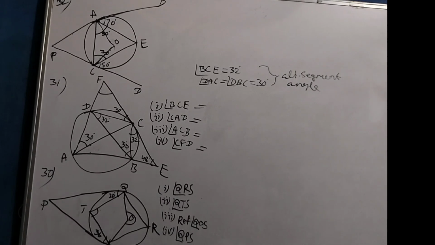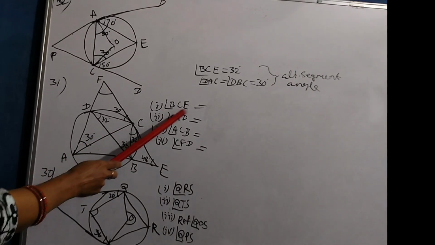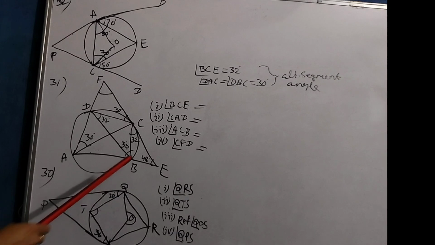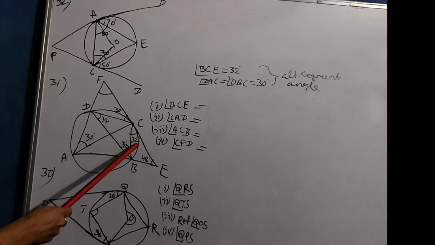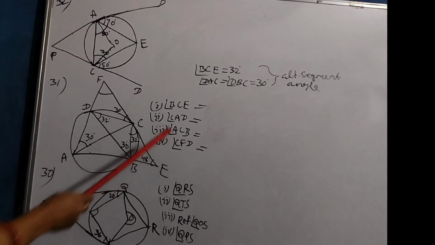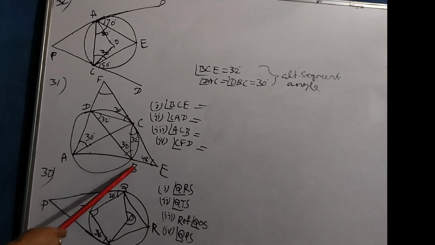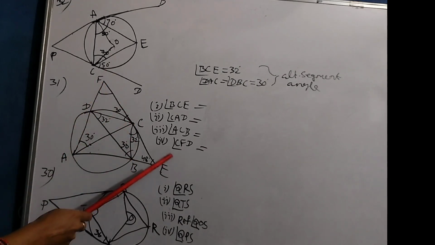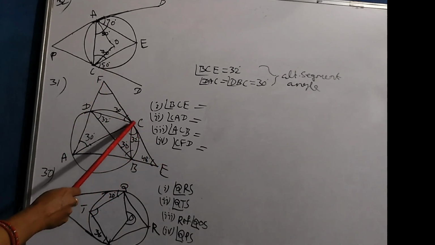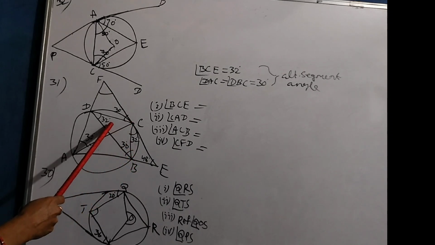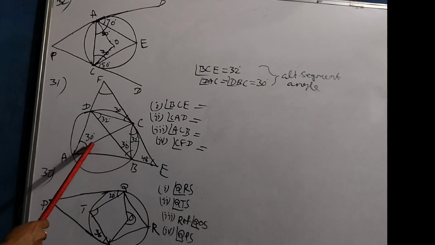Now BCE angle is asked. BCE angle is 32 degrees, the alternate segment angle. CAD angle equal to 30 degrees, the alternate segment angle. Now we have to find ACB. From BC, this is the subtended angle, so this is also 32.